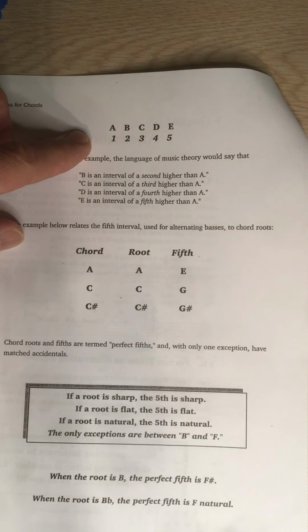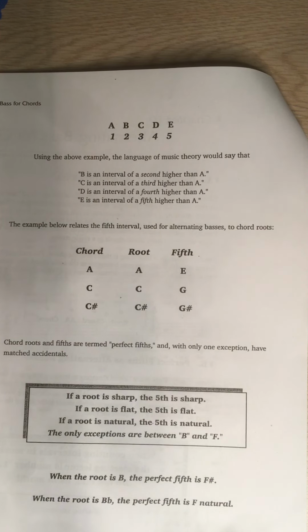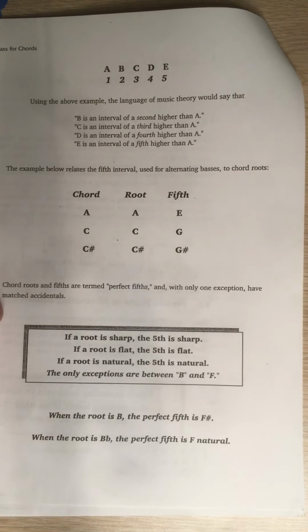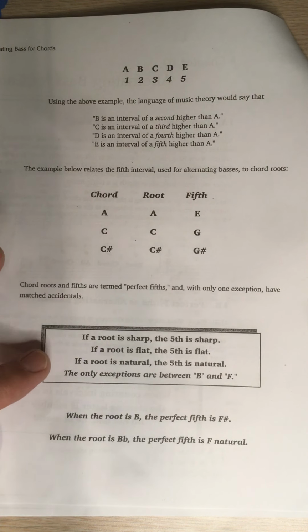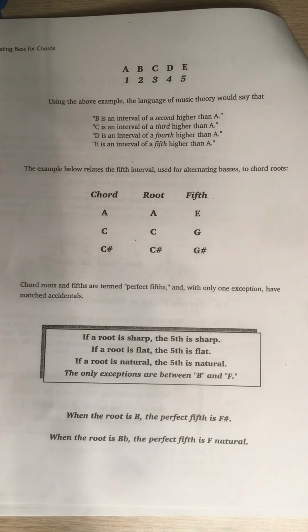A is 1, B is 2, C is 3, D is 4, and so E would be considered the fifth above A. And then on this page, there's also a little rule which we can apply to our chords. This says, if a root is sharp, this is true throughout music, the fifth is sharp. If the root is sharp, the fifth is sharp.